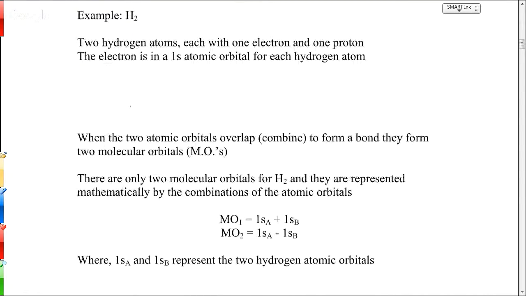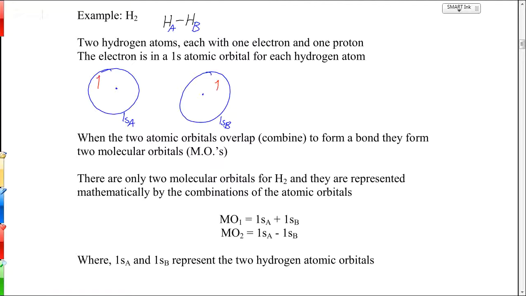So before, if we looked at an H2 molecule, H-H, we would have said each atom has a 1s orbital with an electron on it. So if we've got two hydrogens, we'll call them hydrogen A and hydrogen B. We've got two atomic orbitals. We call this one 1sA and 1sB.